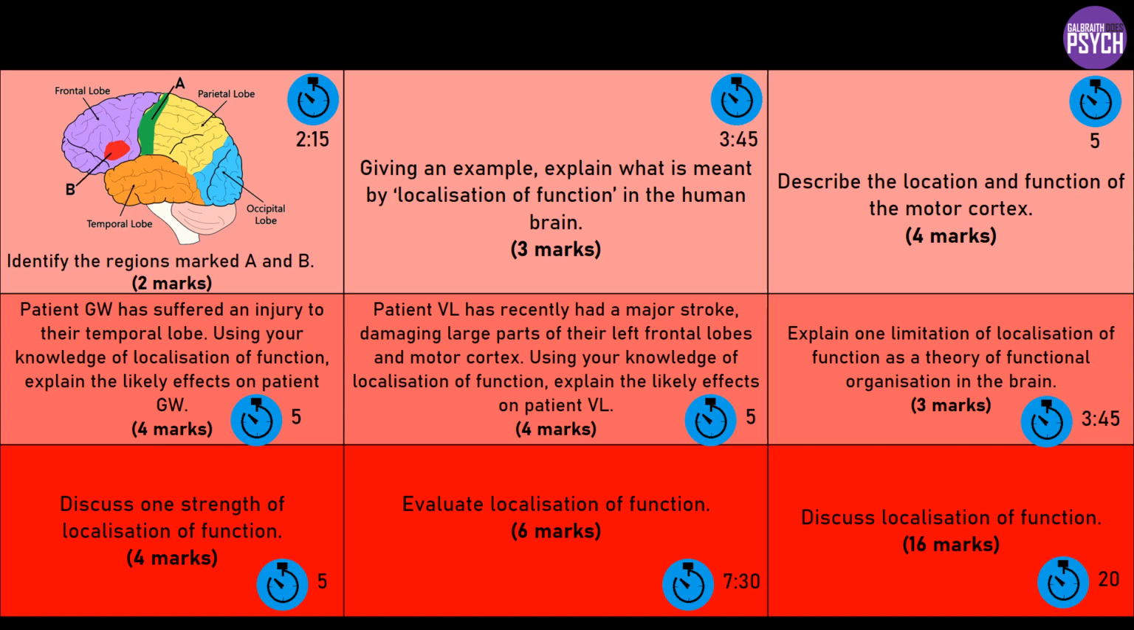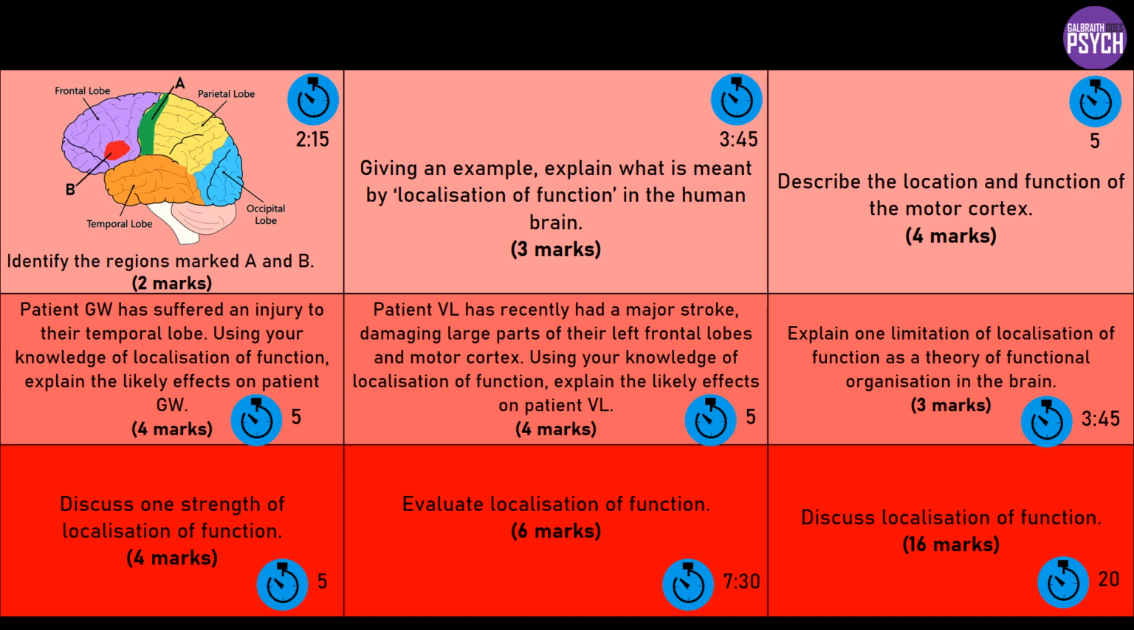Okay, discuss a strength. So for 4 marks, we're probably looking for a PEEL structure again in terms of explaining a strength, but to discuss a strength, what I then want to do is go back the other way and say, okay, here's a strength, blah, blah, blah. However, this is a problem with that strength. Okay. So one strength of localization of function is that there is research support.